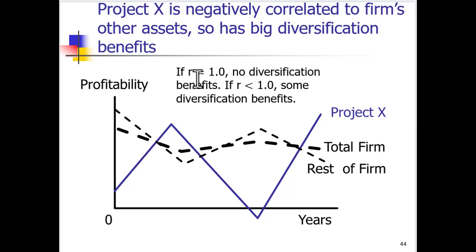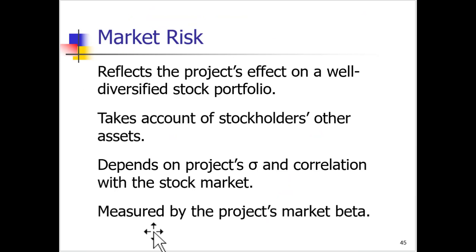Well, what happens if the correlation equals 1? There would be no diversification benefits. However, if it's less than 1, and it's almost always going to be less than 1, there will be some diversifying benefits. So you can see that in the end, the total firm is smoothed out just a wee little bit from what it used to be. So this gives us some reduction of uncertainty since it smooths things out.